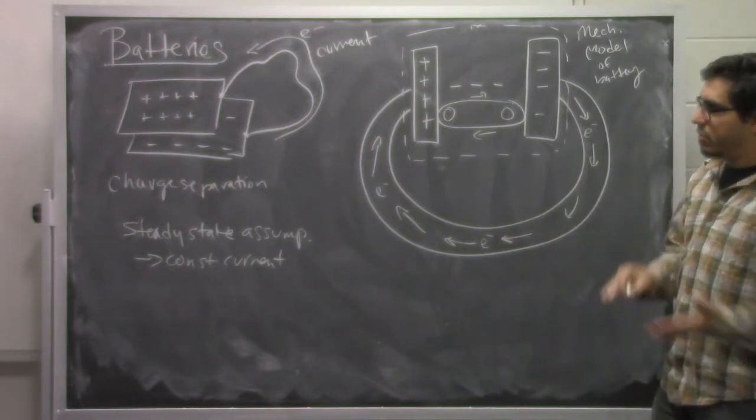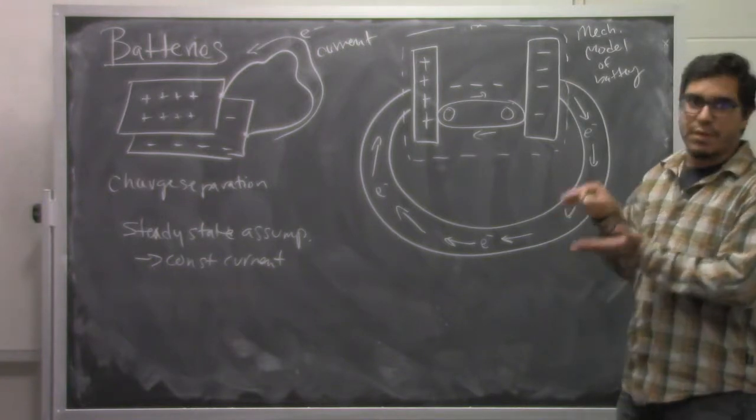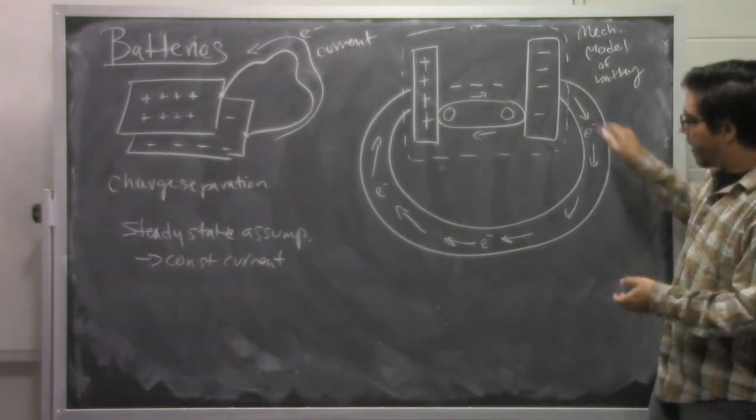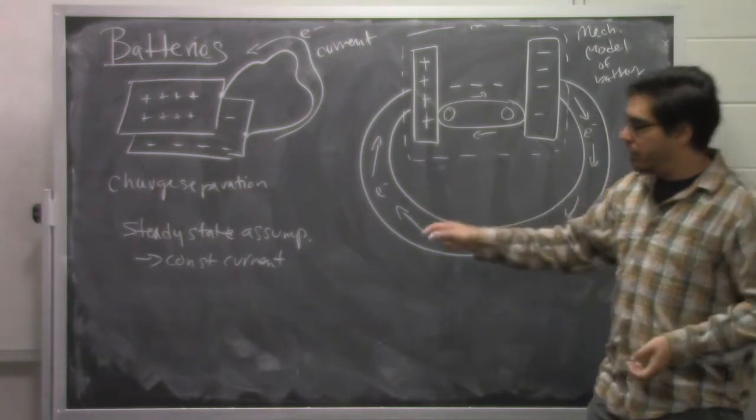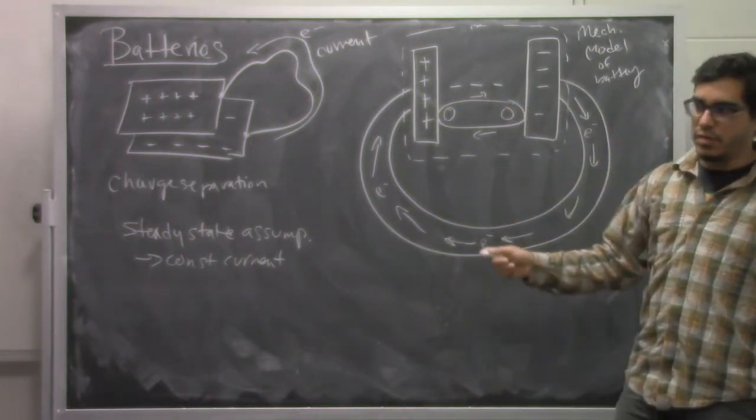So to summarize, to drive a current, you need to separate charge. We're going to separate charge with this idea of a mechanical model of a battery. We're going to track the electrons as they go through the wire under the assumption that the current is constant. So we'll dig into the details of how this actually occurs in the next few videos.